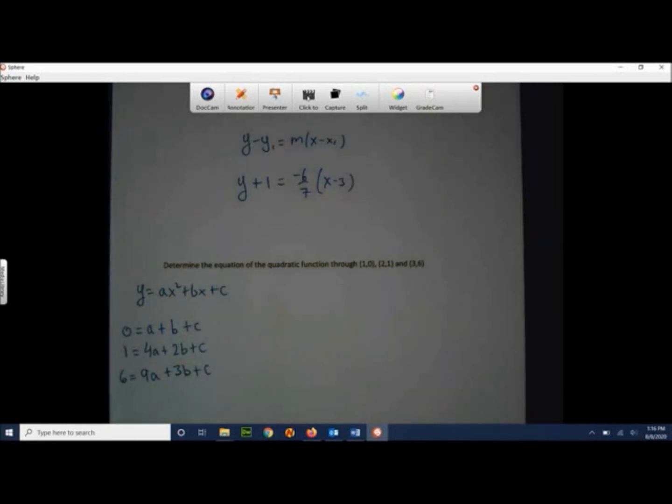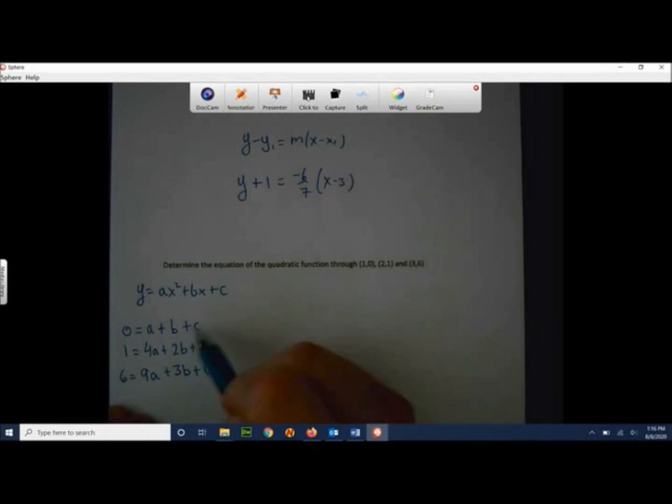And what we end up with is what we've been looking at in this section, a system of 3 equations with 3 variables that we need to solve. So to solve this system, there's lots of ways we can do it. I think I'll take this first equation, multiply it by negative 1, and add it to this one.